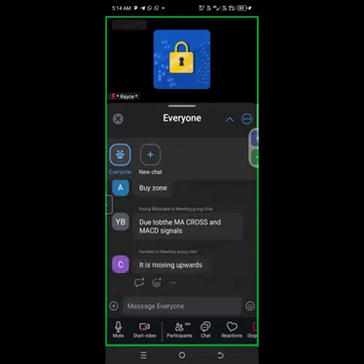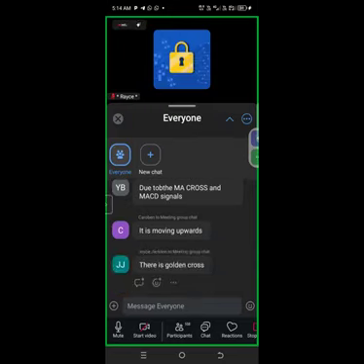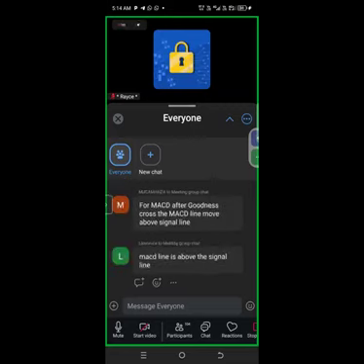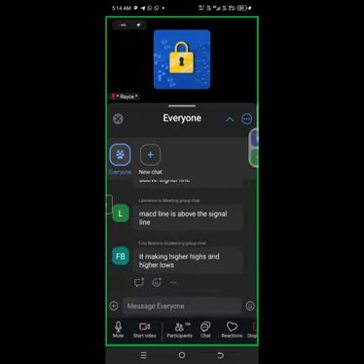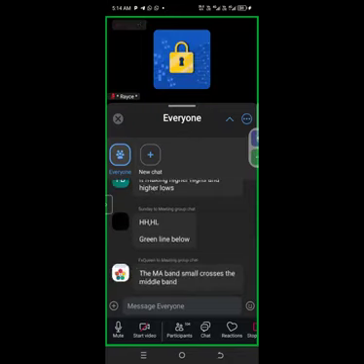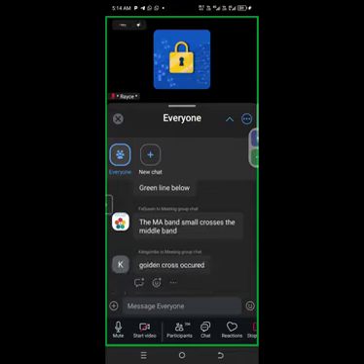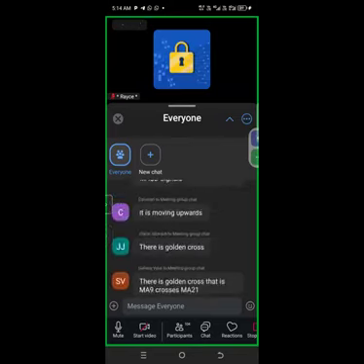Due to the MACD cross and the MACD signal, it is moving upwards. There is a golden cross. All right. So there is a golden cross for MACD after the MACD line is above the signal line. We are not talking about MACD now. I want to say it's making the higher highs and higher lows. Green line below the moving average band crosses the middle band. Golden cross occurred. What am I seeing?